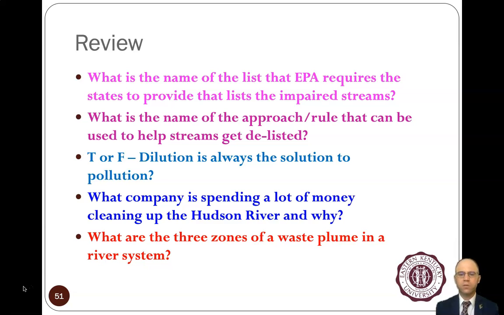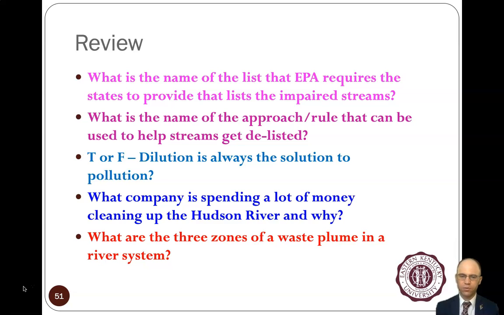What are the three zones of a waste plume in a river system? So we have those three zones. We kind of have the zone of degradation, or the zone of pollution. So that's kind of the first zone. Below that zone, we've got the zone of active decomposition. And then below that zone, we've got the zone of recovery.